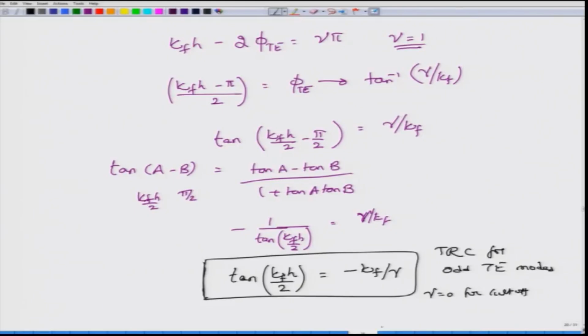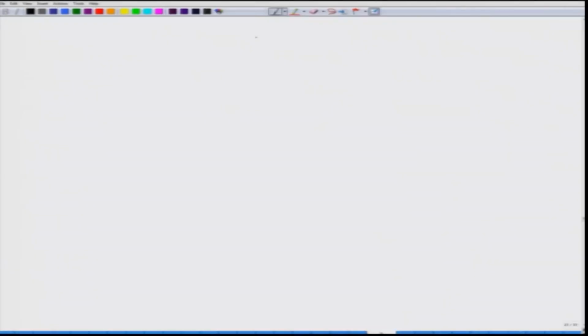And when will kappa tan of x go to infinity? When x goes to an odd multiple of pi by 2. So, the first time it happens is at pi by 2, then there will be another thing that happens at 3 pi by 2 and so on. Okay. So, these are the conditions. So, this will be the first odd TE mode, this will be the second odd TE mode.